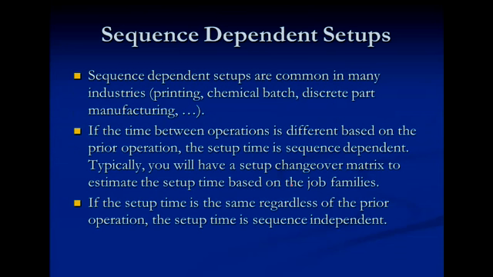Sequence-dependent setups are common in many industries: printing, batch chemical, discrete part. And basically all this means is if the time between operations is different based on the prior operation, the setup time is sequence-dependent. And you typically have a setup changeover matrix that tells you the time between changing between different types of jobs. If the setup time is the same regardless, then it's sequence-independent.